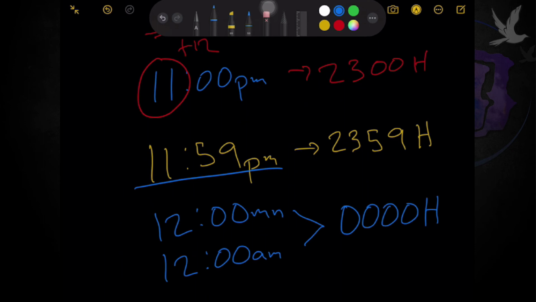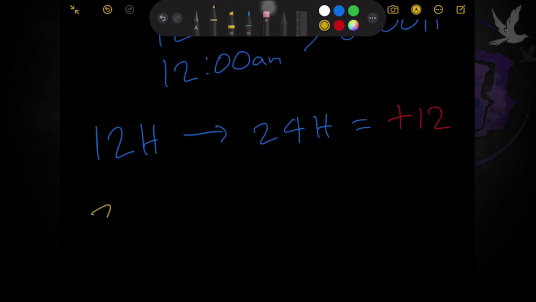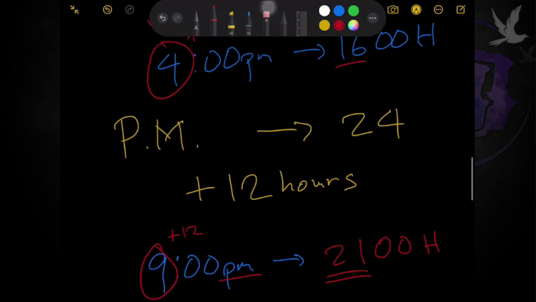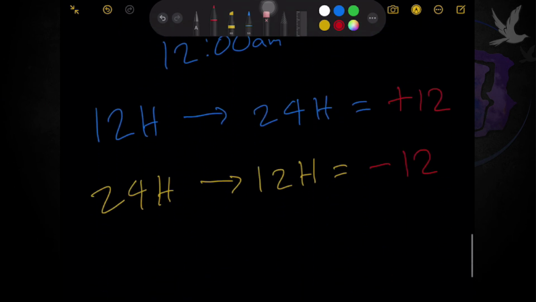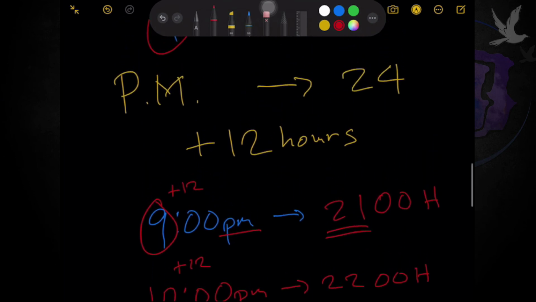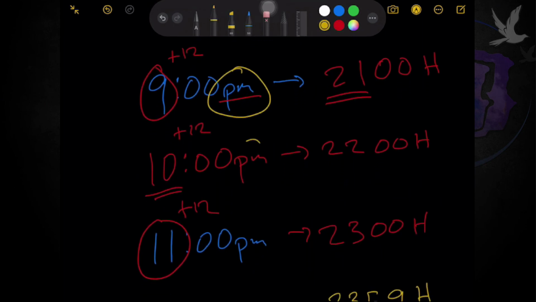Pag 12-hour conversion to 24-hour system, we basically just add 12. But if it's 24-hour system to 12-hour system, it's basically just minus 12. Okay? So, kunwari kanina, we added. So, this is an example of 12-hour to 24-hour. Okay? And the 24-hour only changes once it is already in PM. Yan lang yung clue ko sa inyo.